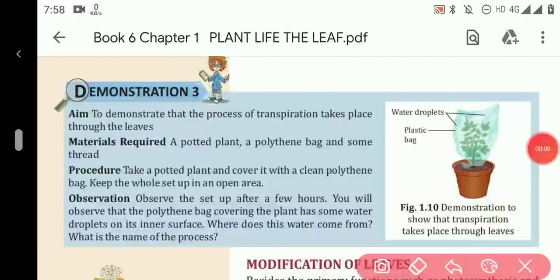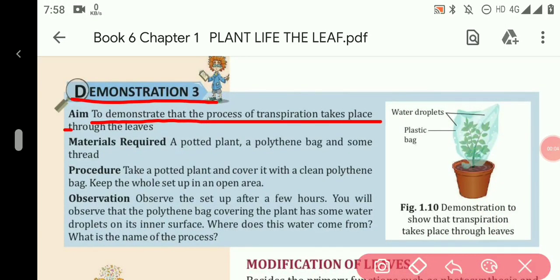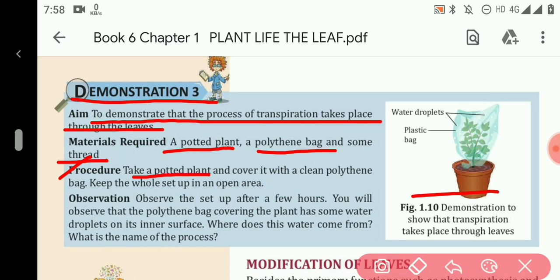Now here is an activity given. Aim: to demonstrate that the process of transpiration takes place through the leaves. We will prove that the process of transpiration takes place through the leaves. Materials required: a potted plant, a well potted plant, a polythene bag to cover it, and some thread to tie the polythene bag. What is the procedure? Take a potted plant here and cover it with a clean polythene bag, and we will tie the thread around it.